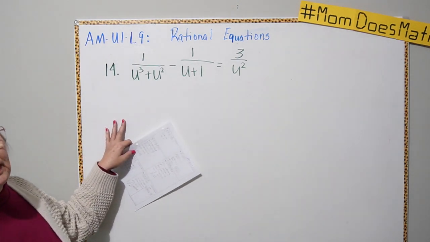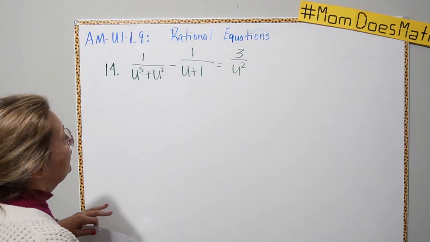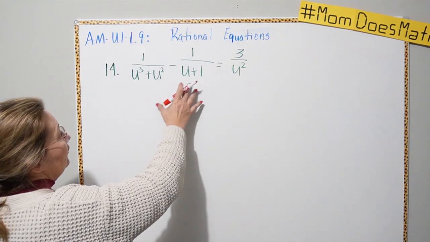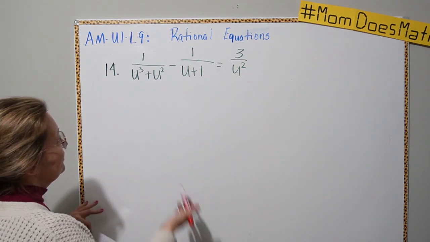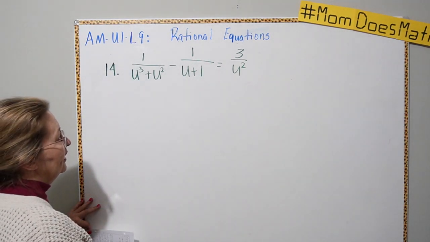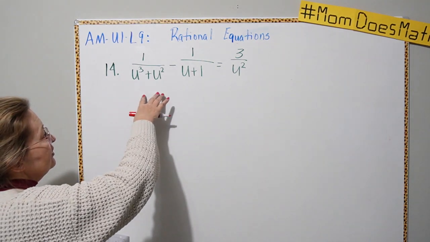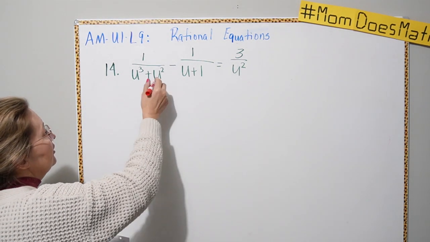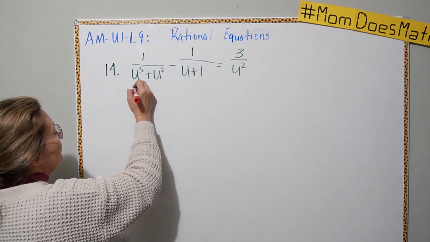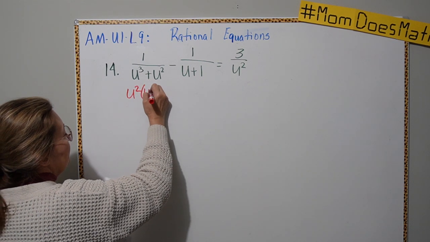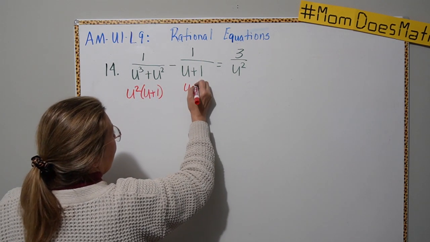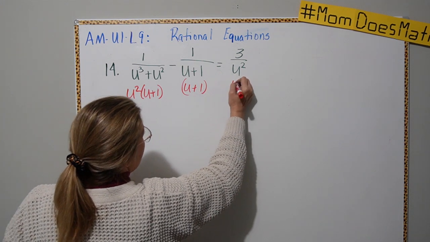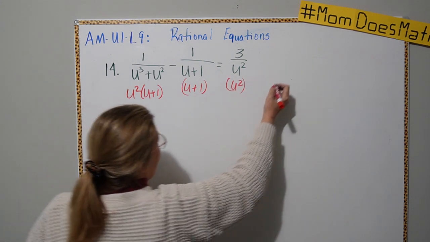Okay, number 14, the last problem. So once again, we can't use the proportion method. We're going to have to use LCD. So let's factor all these denominators. Now when you factor, the first thing you do is take out a greatest common factor. So the greatest common factor here is u squared. So that's going to leave you u plus 1. U plus 1 here is factored form, and u squared is factored form.